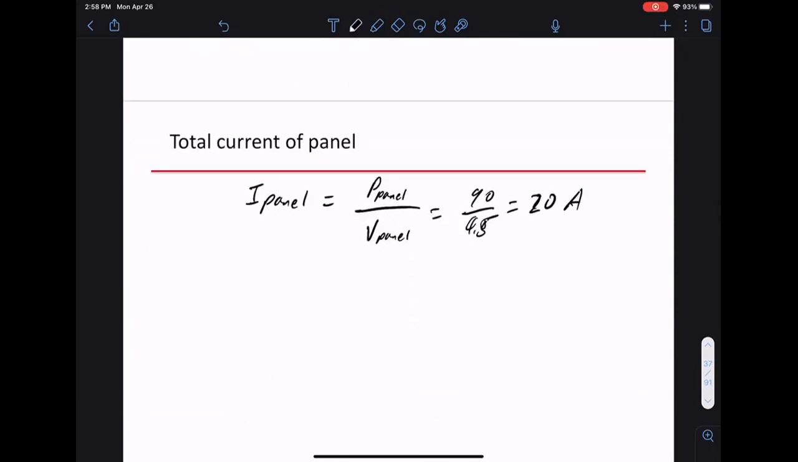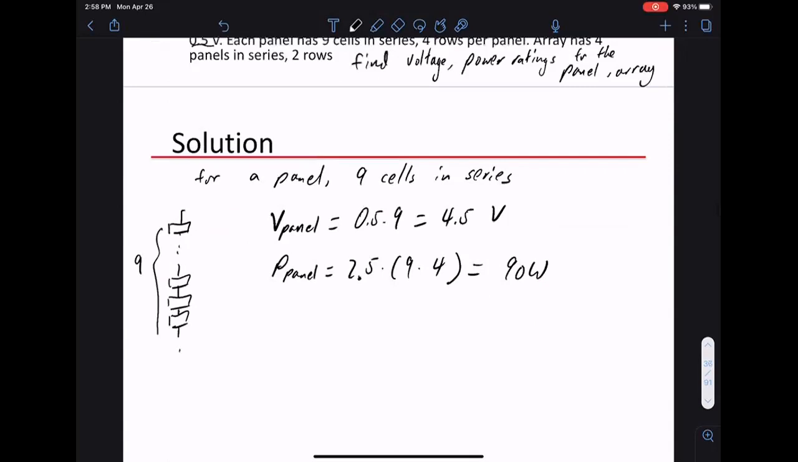Okay, so that's how you treat each panel. Then you can stack. Yeah, go ahead. Quick question. For the 4.5, wouldn't that just be one series of the 9? Because there are 4 rows, right? Good question. If you connect these in parallel, what happens to the voltage? They have the same voltage, right? Things in parallel have the same voltage, things in series have the same current.